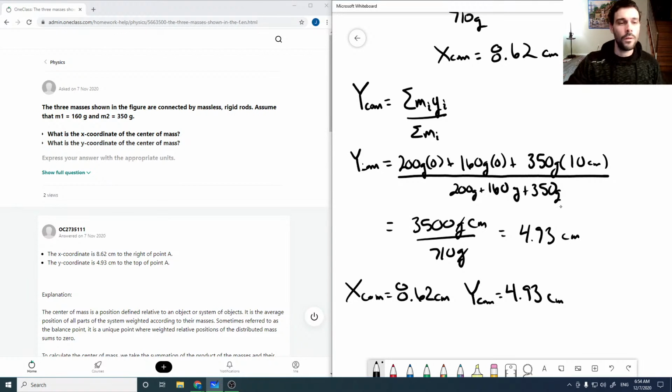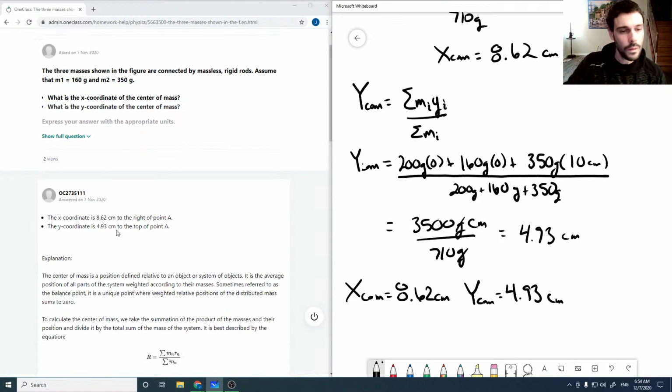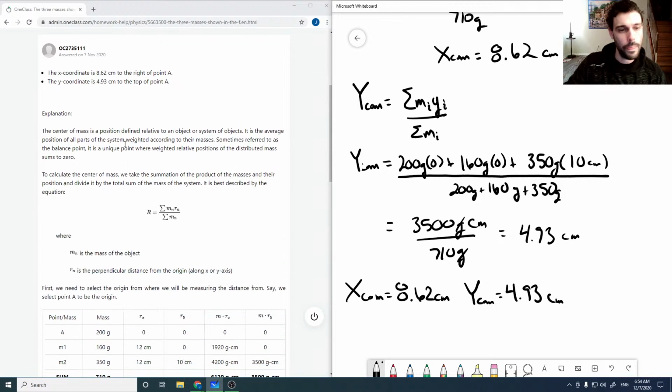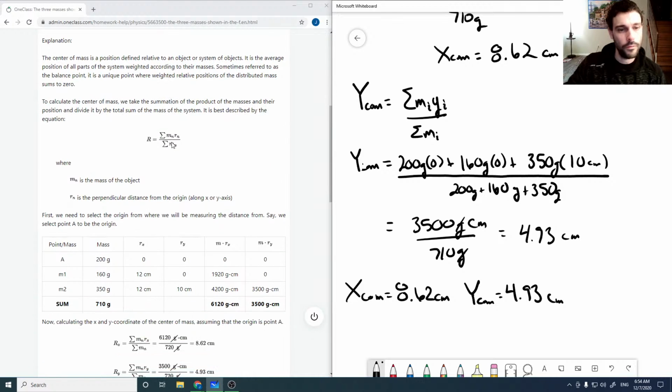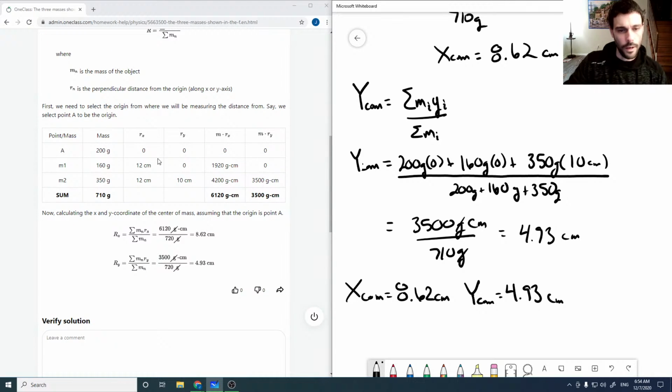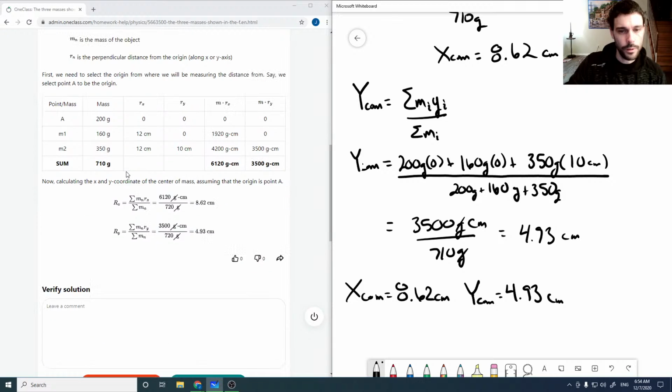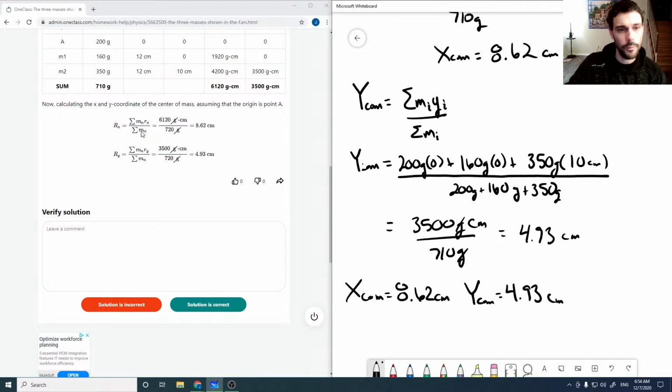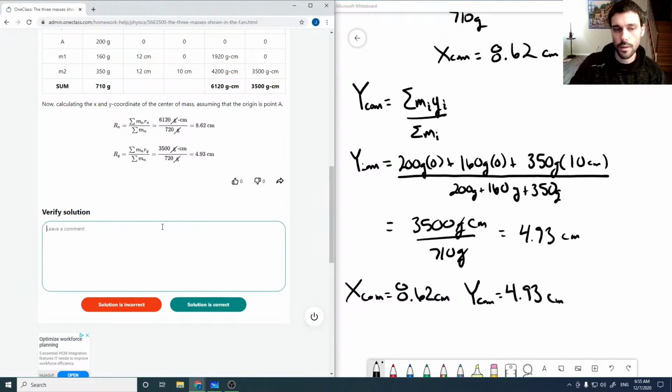Okay. And so we just find our center of masses by summing up the masses times the distances. Here we have a little table, but in the end we get 8.62 for our x and 4.93 for our y. So that looks good.